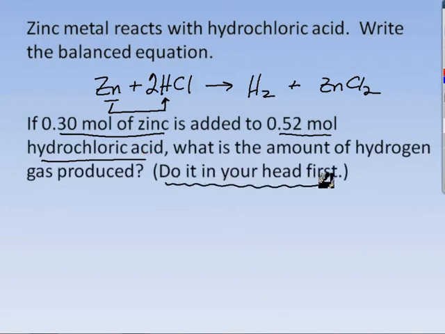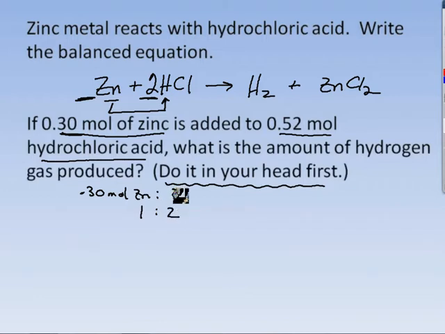Now this problem says do it in your head first. What does that mean? Well, it means just to look at the mole ratio that's given and what we actually have. The mole ratio that's given is 1 to 2. 1 mole of zinc requires 2 moles of HCl. And we've got 0.30 moles of zinc. The ratio is 1 to 2, so if we have 0.30 moles of zinc, then we should have twice as much hydrochloric acid to react with that. Why? Because we want to maintain that 1 to 2 ratio that's in our balanced equation.